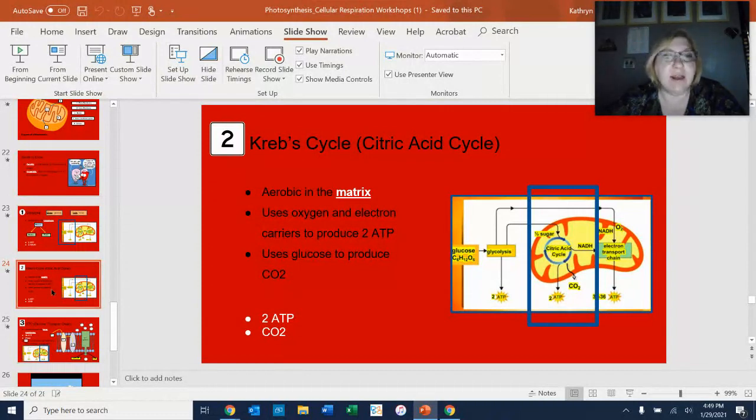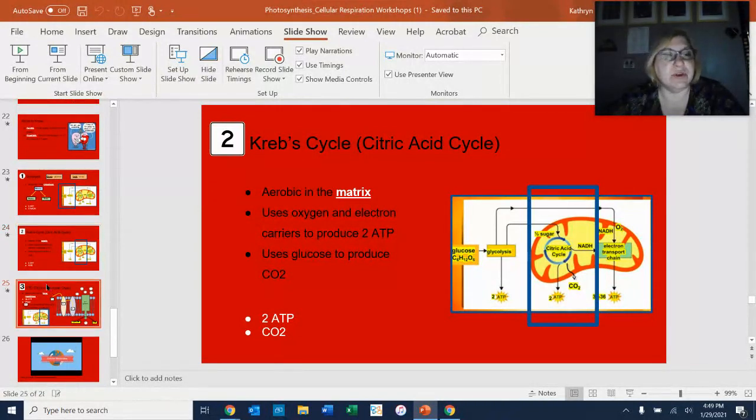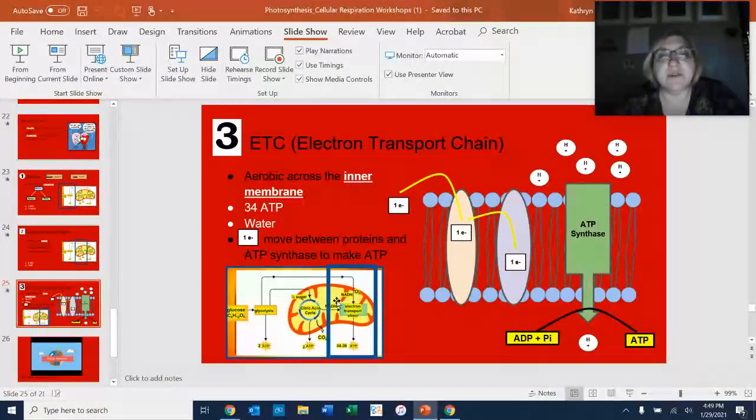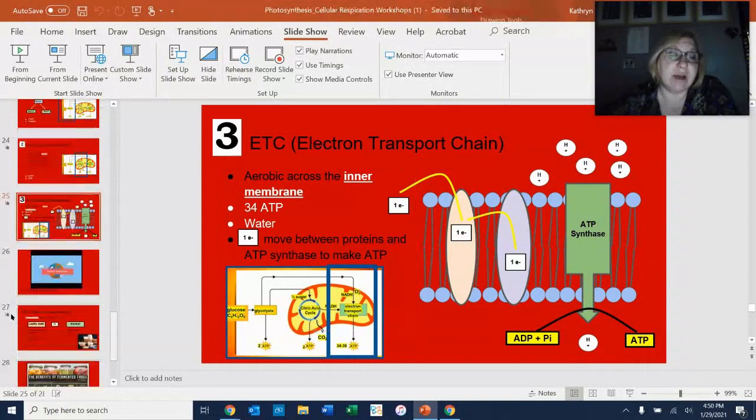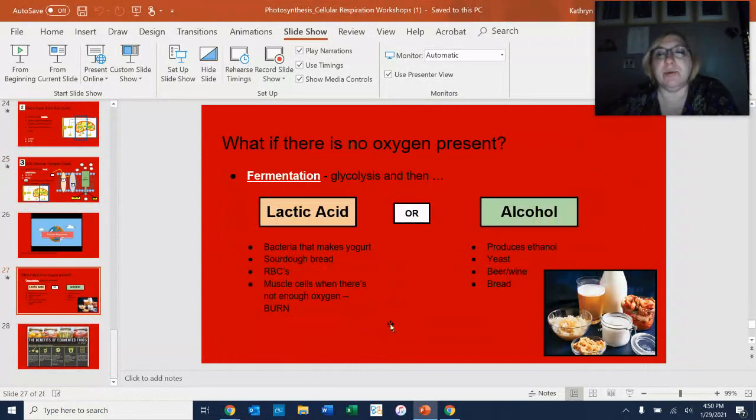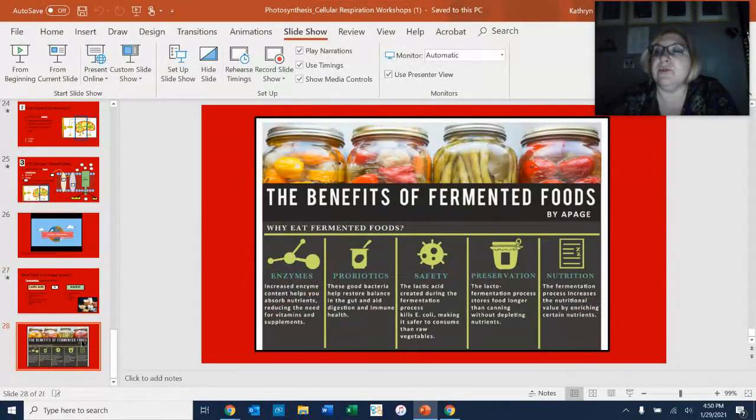Finally, after that, you move on to the electron transport chain, and that also happens in the mitochondria. That also is an aerobic process, and you end up with producing 34 to 36 ATP. So that's our main ATP producer, and water. So that is also produced in cellular respiration. And then if you don't have oxygen present, then you go through a process called fermentation. And in that case, you end up with these beneficial foods.